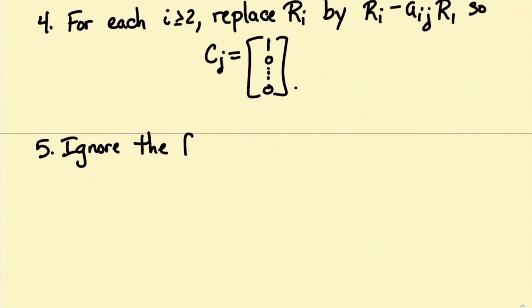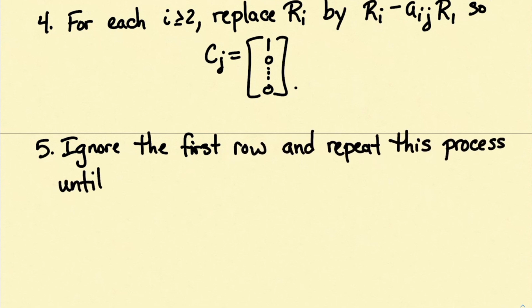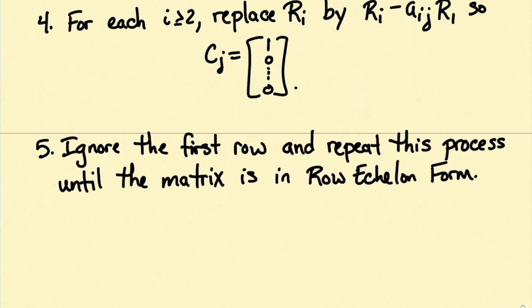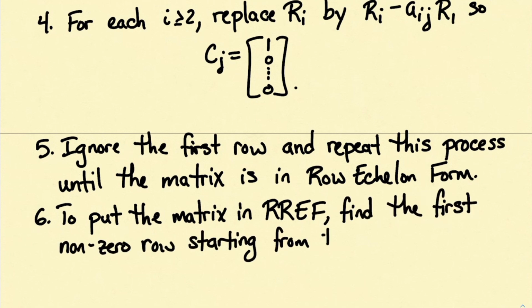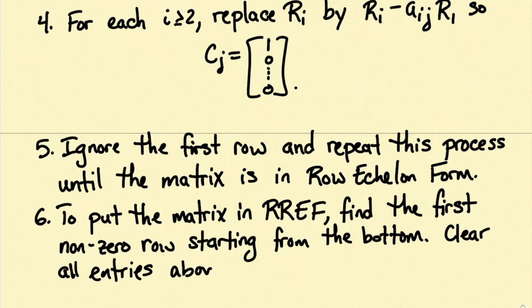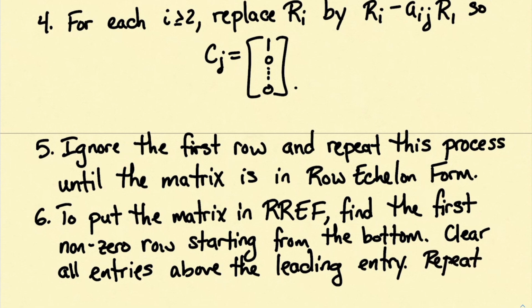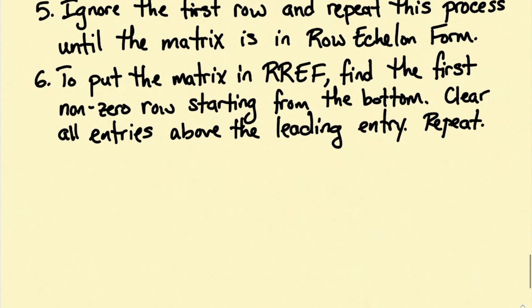Step 5, ignore the first row and repeat this process until the matrix is in row echelon form. Step 6, to put the matrix in reduced row echelon form, find the first non-zero row starting from the bottom of the matrix. Clear all the entries above the leading entry. Repeat. To get a good feel for this, you have to work examples.